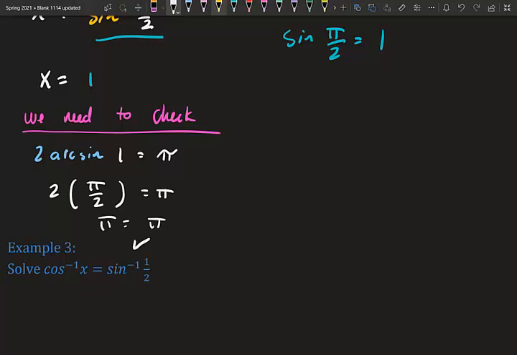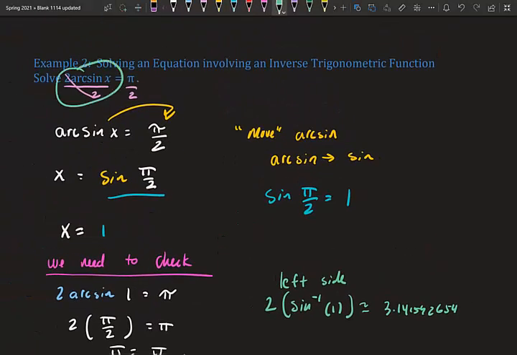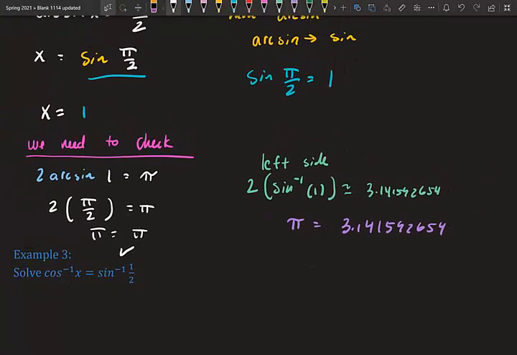But if you wanted to use your calculator, just plug it in. Your calculator doesn't have arc sine, but it has inverse of sine. So you would enter 2 times inverse sine of 1. That's the left side. If you plug that into your calculator, we get 3.141592654. That's pi, by the way. The right side is pi. If you plug that into your calculator, pi is 3.141592654. So both sides are equal. So we're good. 1 is an answer.